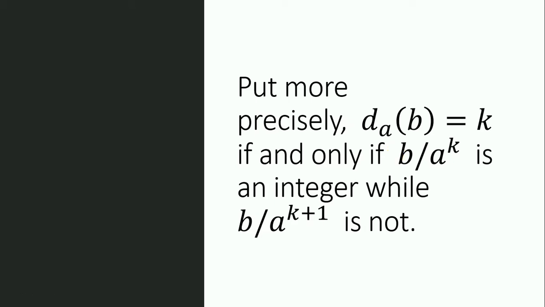Put more precisely, d sub a times b is equal to k if and only if b over a to the power of k is an integer, while b over a to the power of k plus 1 is not. So this is only possible if these two conditions are true.